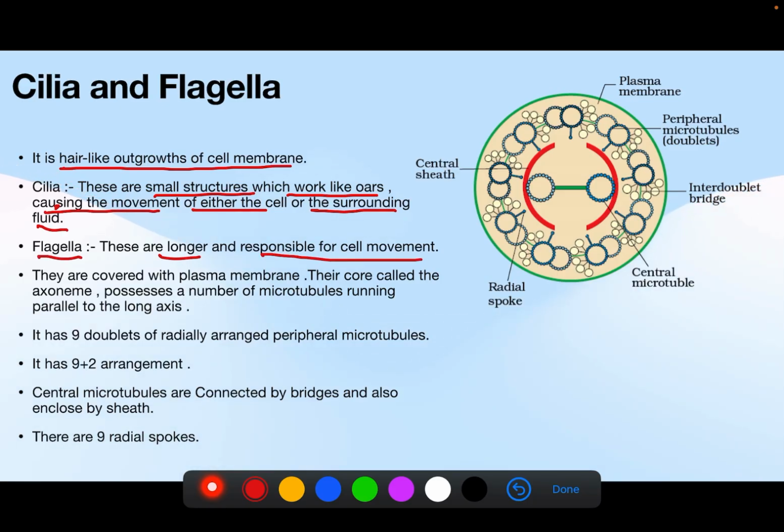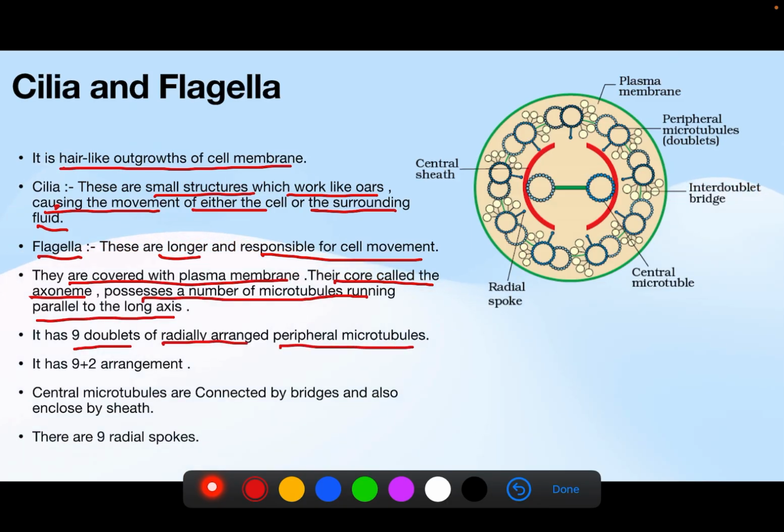Now flagella. These are longer and responsible for cell movement. They are covered with the plasma membrane. Their core, called the axoneme, possesses a number of microtubules running parallel to the long axis. There are 9 doublets of radially arranged peripheral microtubules.